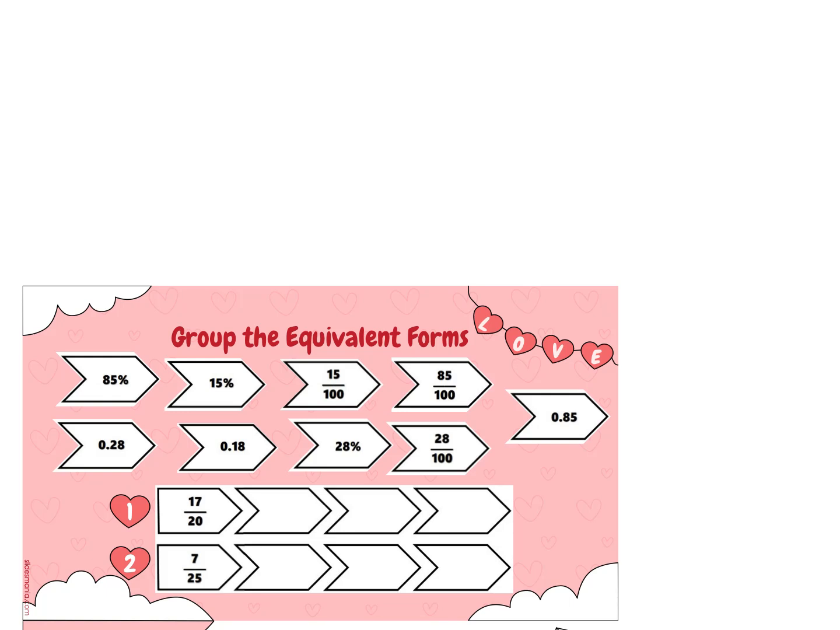Okay, so we're going to go ahead and talk about grouping equivalent forms, which means that we're going to be looking for the equivalent form of a fraction, a decimal, and a percentage. So the first thing we're going to do is look at our fraction here, 17 over 20, and then compare it here.